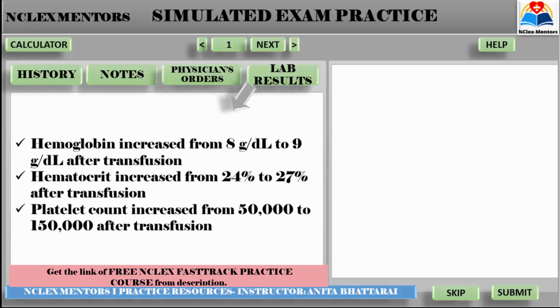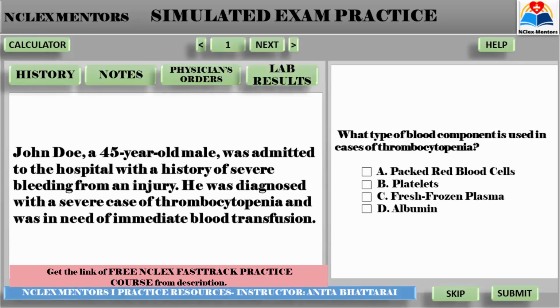Based on all this scenario, history, and lab values, we have the first question to solve for this case study. What type of blood component is used in cases of thrombocytopenia? A. Packed red blood cells. B. Platelets. C. Fresh frozen plasma. D. Albumin.